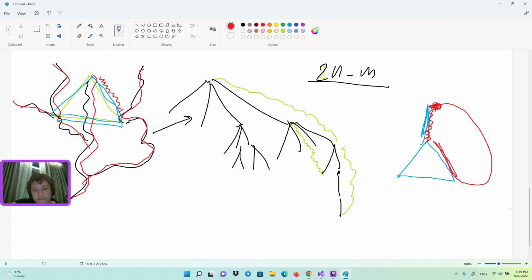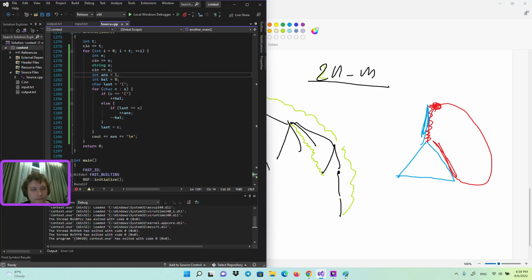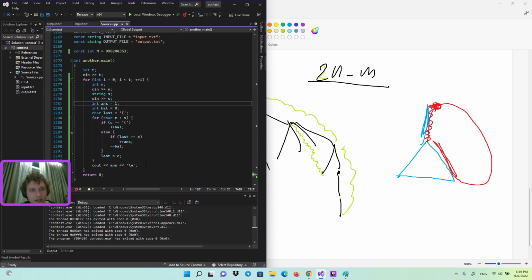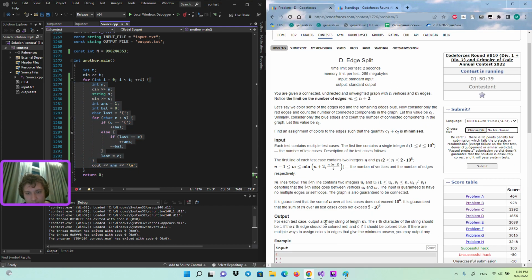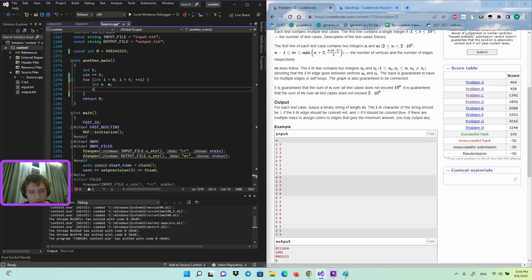So, okay. Yeah, really, it's okay. Let's try and do it. So it's always possible, and the answer is always n plus m to n minus m. We read n, m.